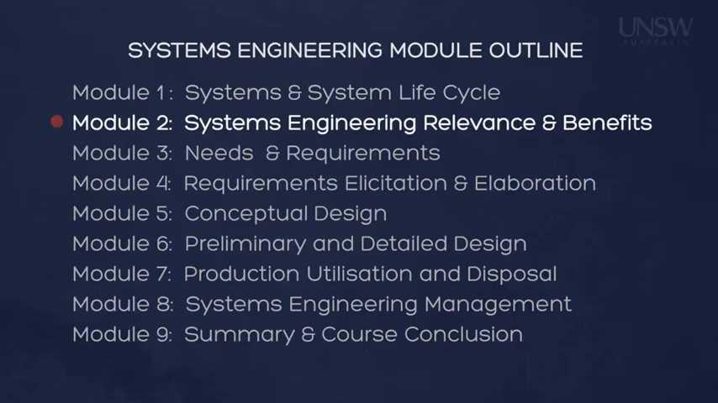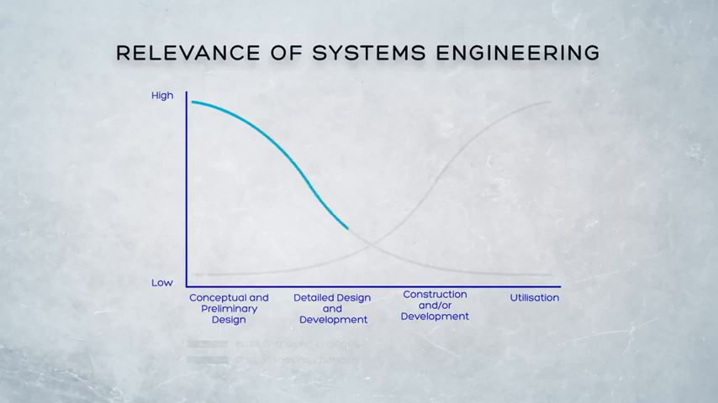So in this second module, we describe the discipline of systems engineering and outline its relevance and its benefits. We introduce what we mean by the term systems engineering, and we provide a framework within which we can consider the major processes, the activities, and the artifacts throughout the remainder of the course. Now, in doing so, it will have become evident to you that systems engineering approach has a number of advantages. So we'll also examine in this module the relevance and the benefits of systems engineering.